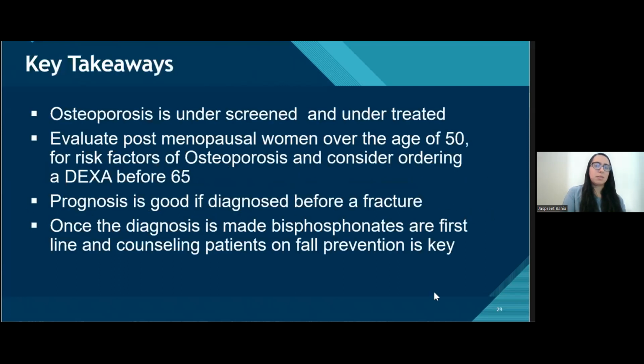So my key takeaways from this are: osteoporosis is underscreened and undertreated. We should evaluate postmenopausal women over the age of 50 for risk factors of osteoporosis and consider ordering a DEXA before the age of 65. Prognosis is good if diagnosed before a fracture. And once the diagnosis is made, bisphosphonates are first line, and counseling our patients on fall prevention is key.